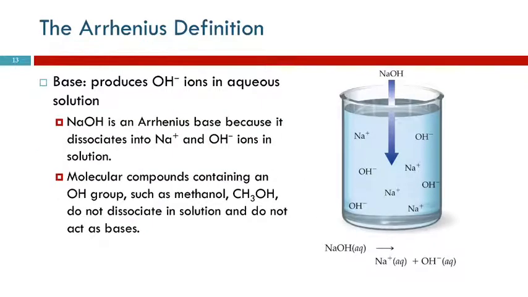Bases produce hydroxide ions. This is the Arrhenius definition of a base. Bases produce hydroxide ions in solution. So sodium hydroxide, that's an ionic compound. When it is put into water, it dissociates into sodium ions and hydroxide ions. There are molecular compounds such as methanol that from their formulas look like they would be bases because, oh, that's got an OH in it, but it's a covalent molecular compound. It doesn't form ions. So the bases are the metal hydroxides, the ionic hydroxides.